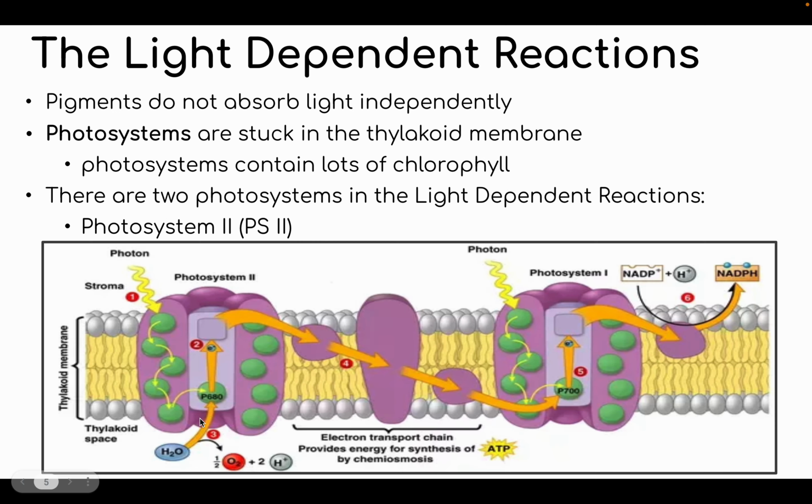So here it is. Here are the light-dependent reactions. And the light-dependent reactions are kind of broken into a few parts here. So we've got photosystem 2, we've got photosystem 1. Here's the electron transport chain that's between the two photosystems. And then at the very end here, we've got an enzyme called NADP plus reductase.